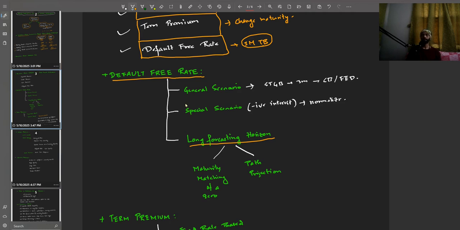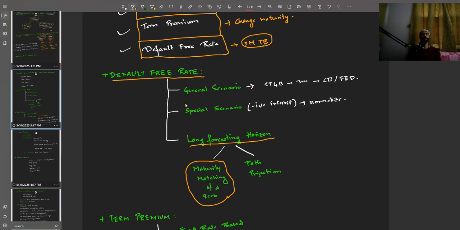For example, it can be 3 years, 5 years, or 10 years, or whatever. In that case, you generally do not use the current 3-month bond. You replace that with a maturity matching zero coupon bond. That is one way of doing it. That rate you take as the default free rate. If you are looking for a 10-year bond, you match it with a 10-year zero coupon bond. If you are looking at a 5-year bond, you match it with a 5-year zero coupon bond.